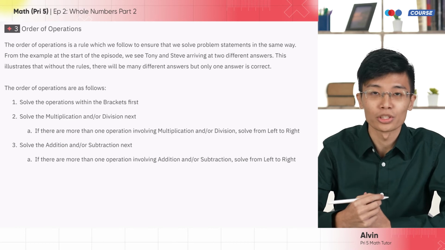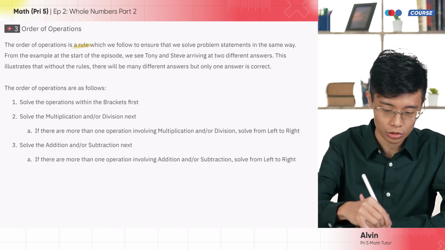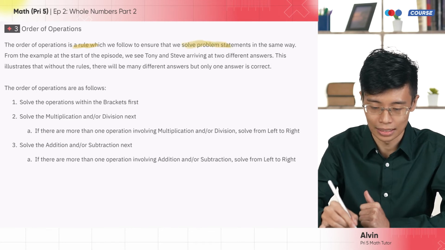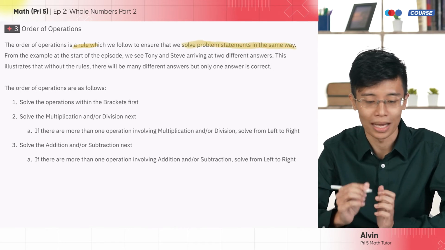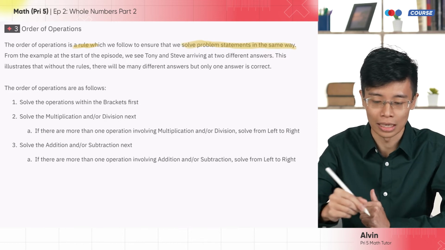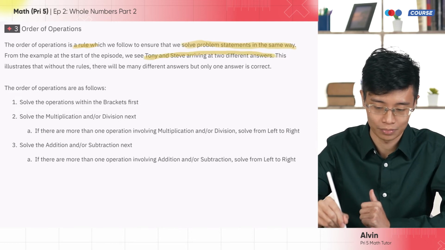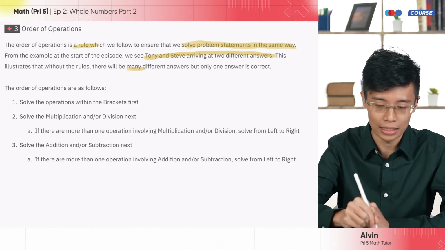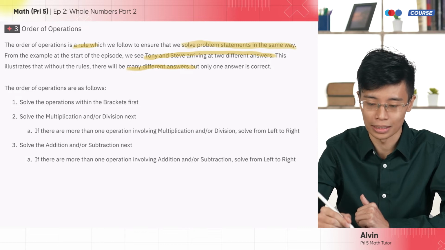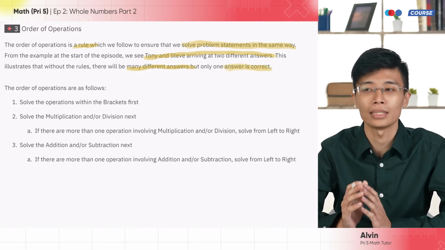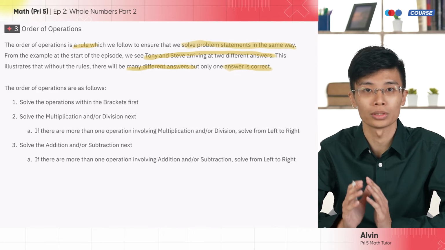So the order of operations is a rule that we follow to ensure that we solve problem statements in the same way. So from the example at the start of the episode, my two friends, Tony and Steve, arrived at two different answers. This illustrates that without the rules, there may be many different answers, but only one answer is correct. So this is exceptionally true in real life. Technically, if we do not follow rules, there will be chaos.